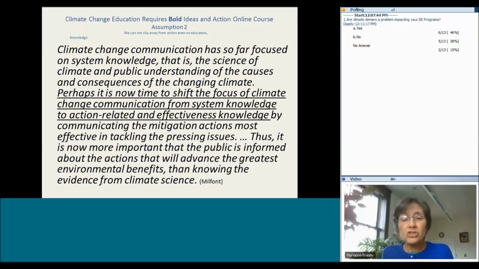And I'm going to read you this quote, and then we're going to do another poll about whether you agree with it or not. So you can read along and pay attention.